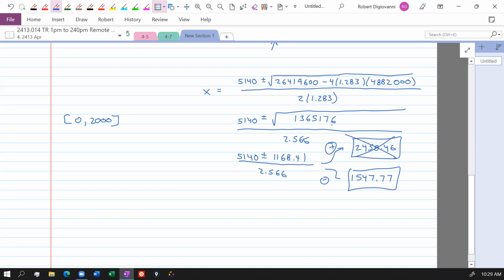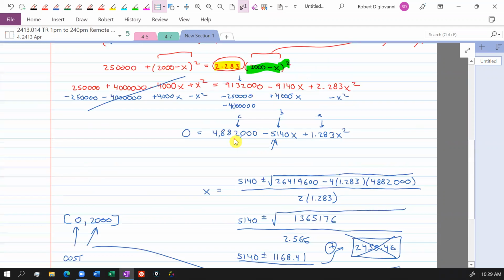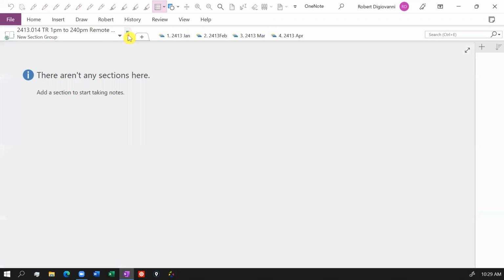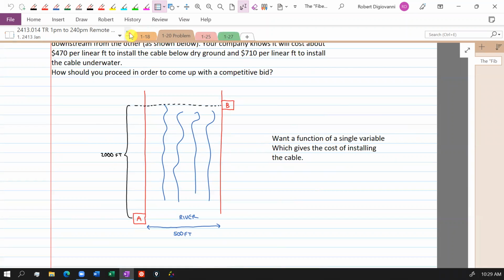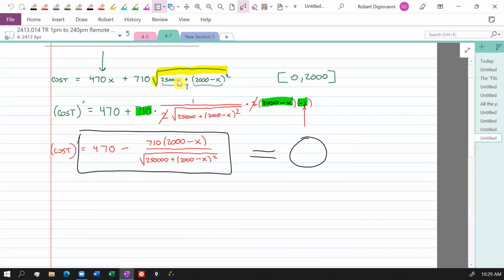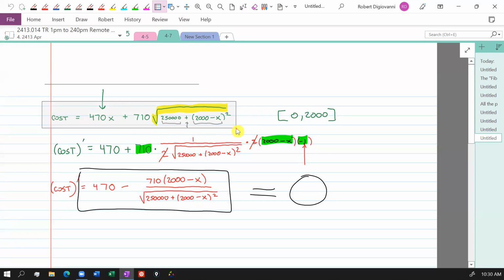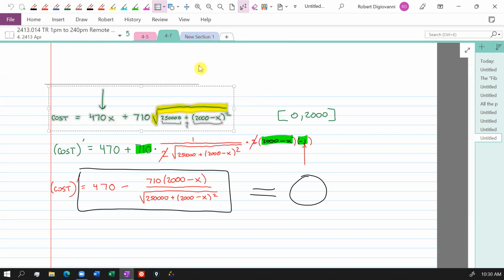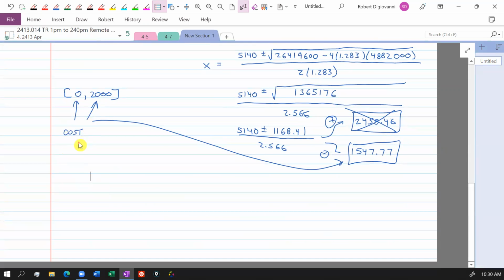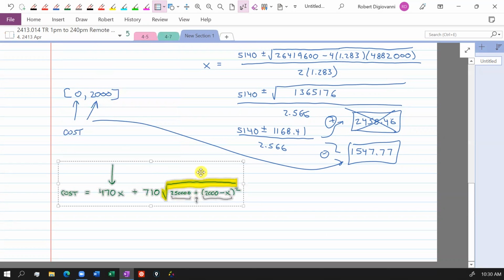So what I need to do now is take my cost function and plug in the two endpoints and the critical number and see which one gives me the smallest answer. Because remember, I'm trying to get the minimum cost. So I've got to go back to my cost function, which was back in my notes. Here's the cost function right here. Let me copy this. So I need to take those answers and plug them into this.